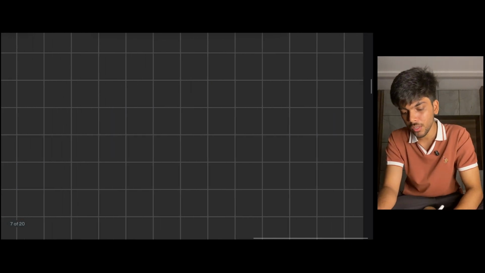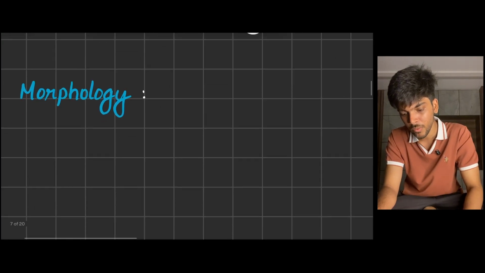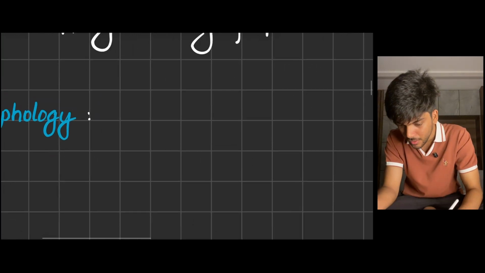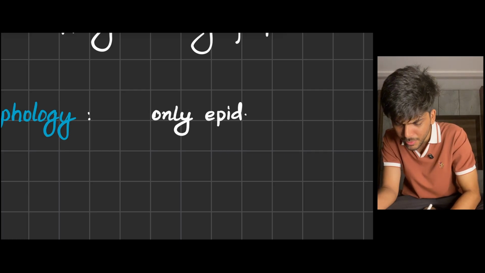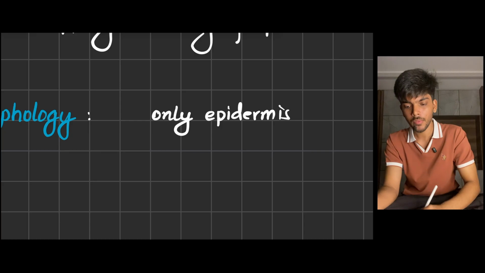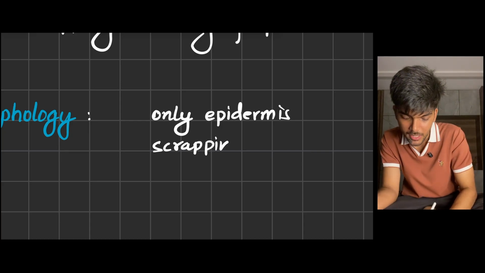Second, morphology. So in abrasion, it is only the epidermis that is most of the time affected. Sometimes the papillary dermis is affected. And here, scraping or crossing of the epidermis takes place.